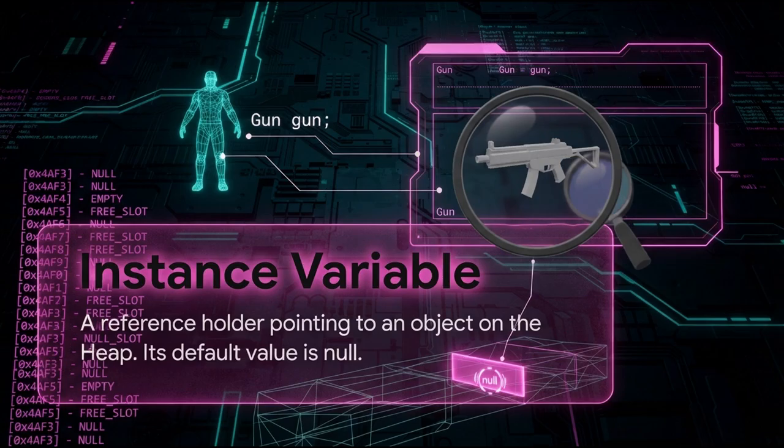Now, this is absolutely crucial to understand. This declaration is not a brand new weapon just popping into existence. Rather, it's an empty reference holder. Think of it as a blank slot capable of pointing to any gun object on the heap. Until we explicitly hand it a weapon, its default value is simply null. It's completely empty, just sitting there waiting to be assigned a real memory address.